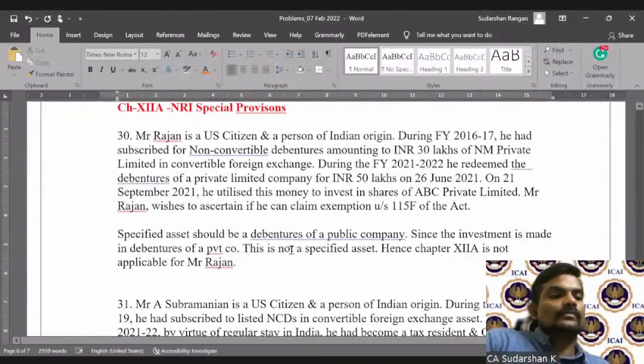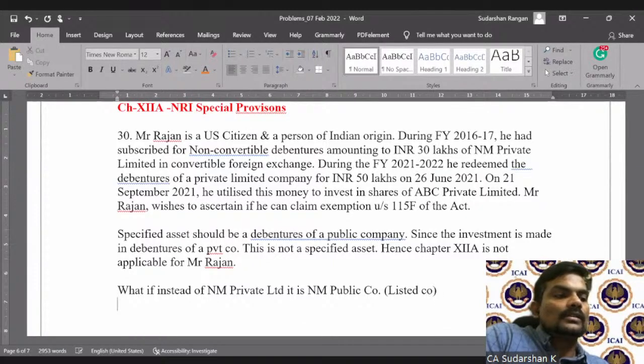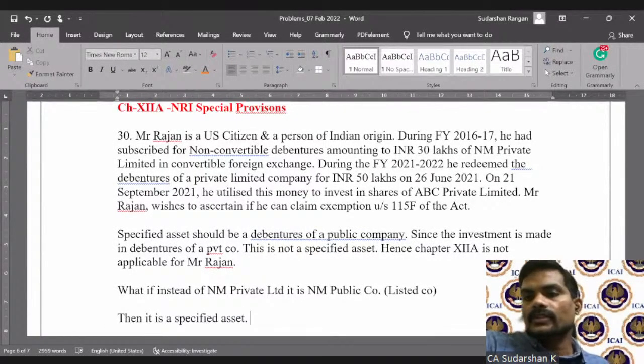Now, what if instead of NM Private Limited, it is NM Public Company, which is a listed entity, a listed company, sharing NCDs? Then it is a specified asset. So this is a specified asset.